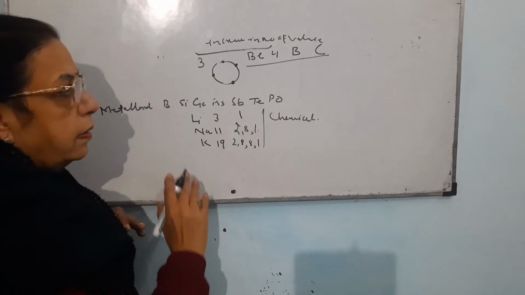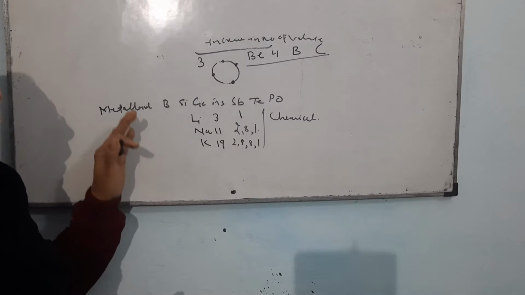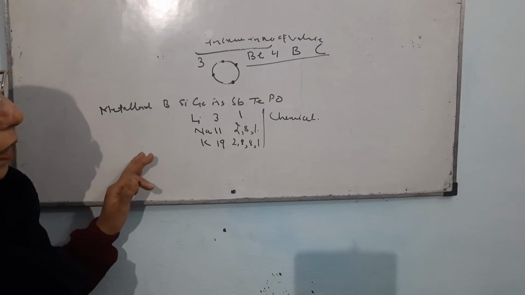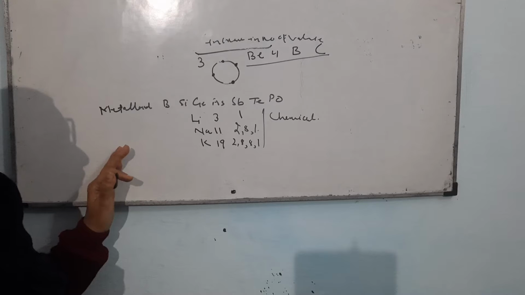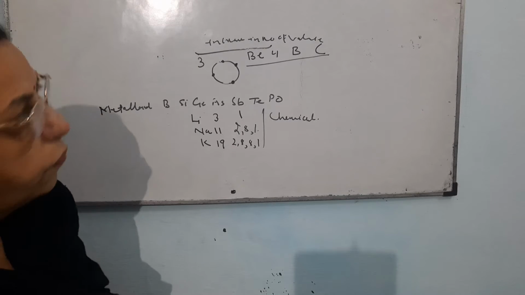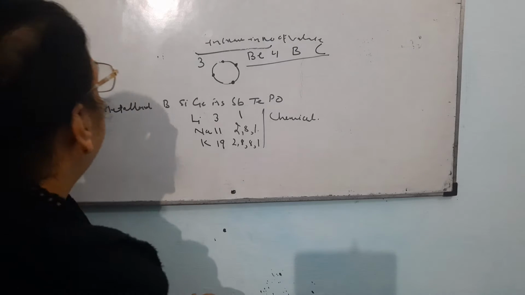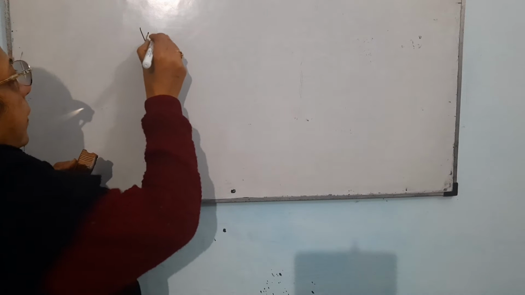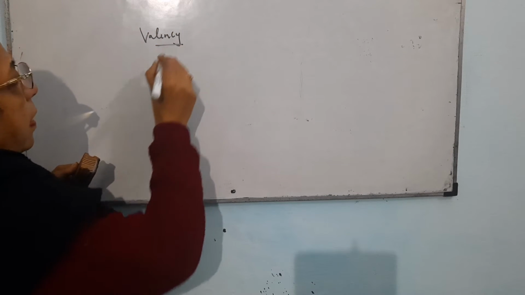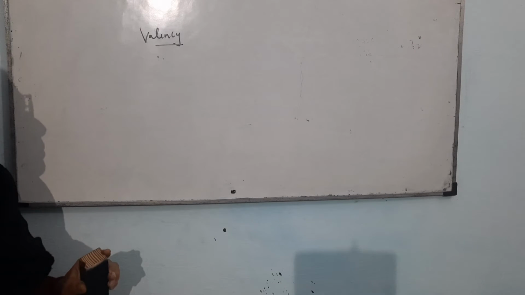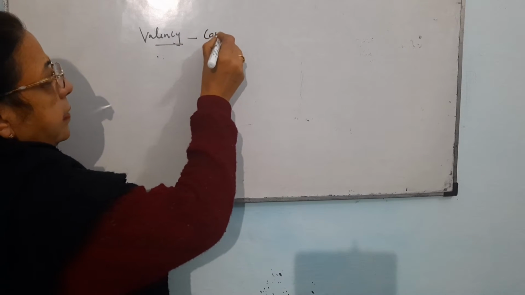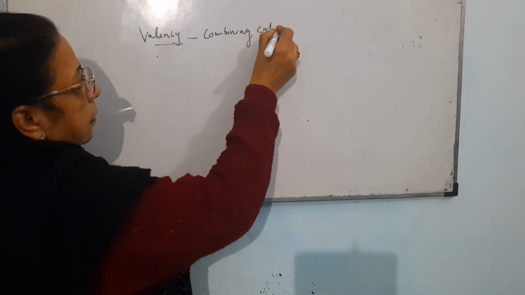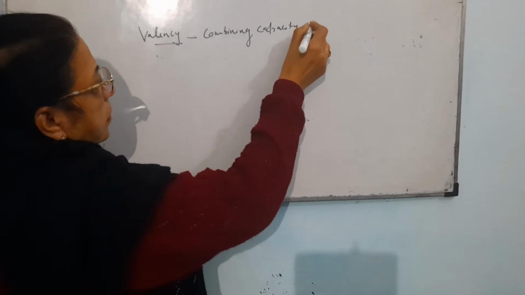There is a variation in the physical properties as we move from top to bottom. There is also a variation in the chemical properties as we move from top to bottom. Now, one of the trends in the modern periodic table is represented by valency. Valency is the combining capacity of an element.